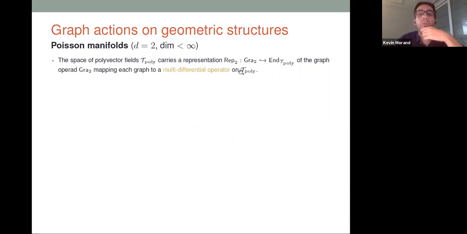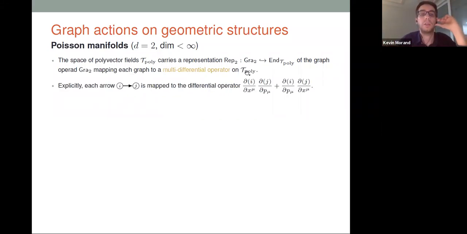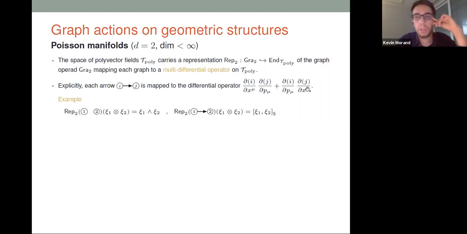So this graph operad acts on the space of polyvector fields. If we put D equal to 2, then the space of polyvector fields carries a representation of this graph operad. That means that any graph will be mapped to a multi-differential operator which acts on T-poly itself. This is the explicit expression, where we use the fact that T-poly admits a graded geometric formulation where P is a coordinate of degree 1. Okay, let me be a bit quick on this.